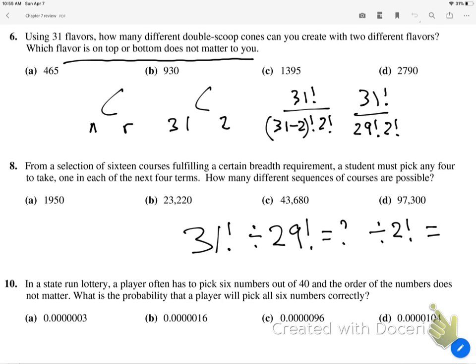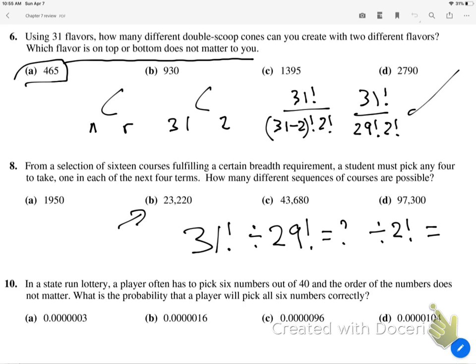I don't get any of those answers. I must have made a mistake. Hang on a second. Right, 31 factorial divided by 29 factorial equals, divided by 2 factorial equals 465. Oh, I'm looking at the wrong one. Oh, there it is, 465. Sorry, I was looking at these questions down here. So 465 for that one.